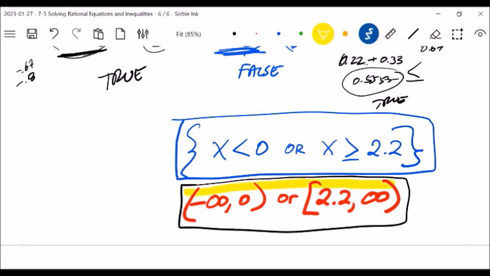Both of these are correct answers. It depends on which one you're supposed to do. And whenever you are doing an answer with numerous regions, I want the answer in interval notation.